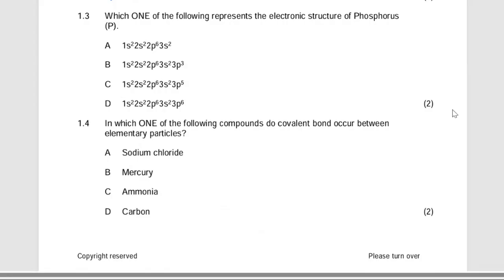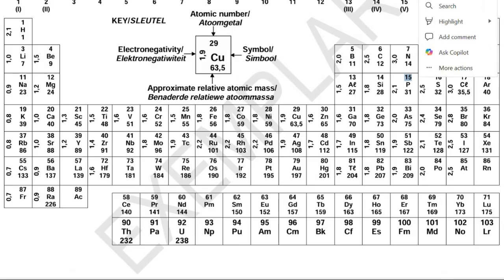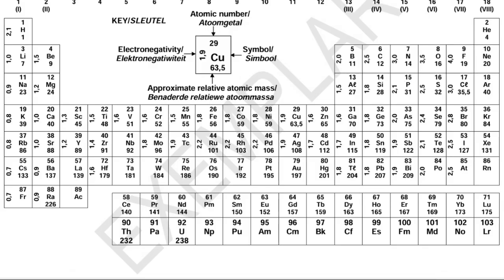Then we are going to move on to 1.3, which reads: which one of the following represents the electronic configuration of phosphorus? So we're looking at the electronic configuration of phosphorus. For us to be able to answer this one, we are supposed to check our periodic table, and there we're going to find our P. It's P 15, sorry, 15. So this is the phosphorus that you're looking for. It means we're going to have a total number of 15 electrons.